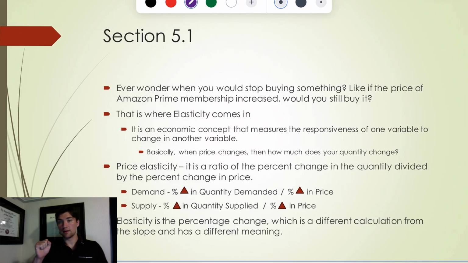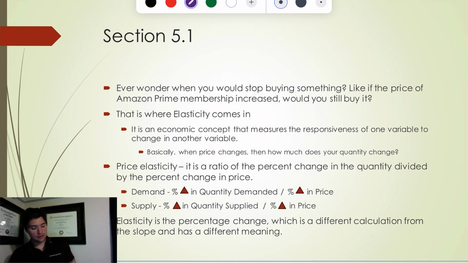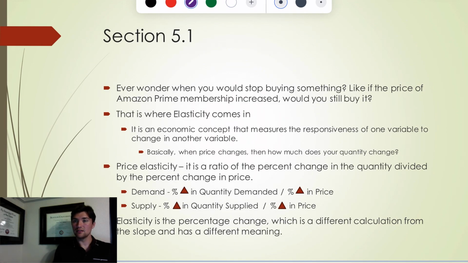Now we're going to talk about section 5.1, and this is going to be dealing with elasticity. So elasticity is really going back to supply and demand. Now that we know that, we know prices and quantities.